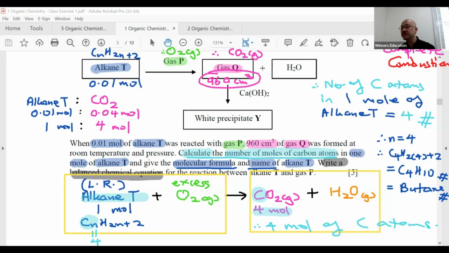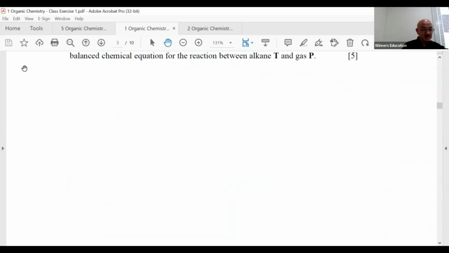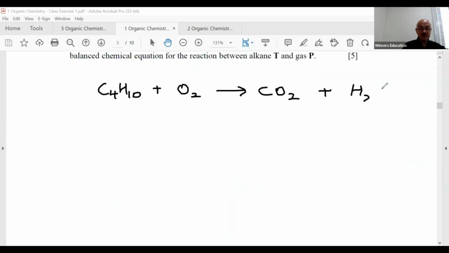By playing with the question using our basic concept, we map it to what we need to do. And we cross topic a bit, which is to mole in this case. Okay, with that, done already. They want a balanced equation, and here we go. Butane: C4H10 plus O2 gives you CO2 and H2O.